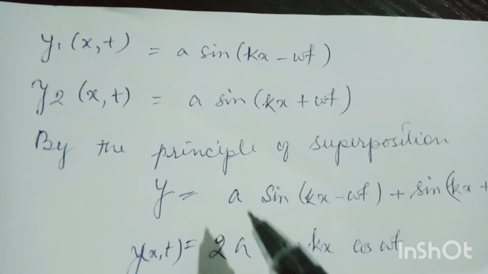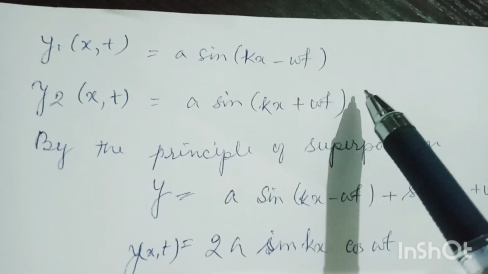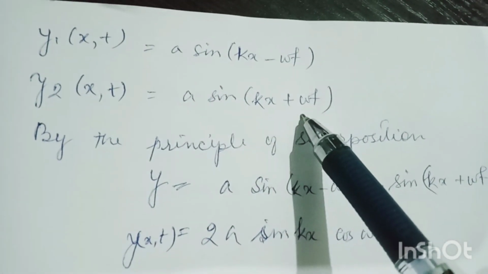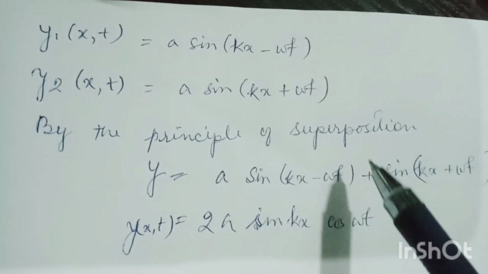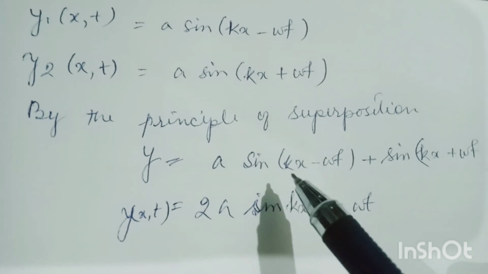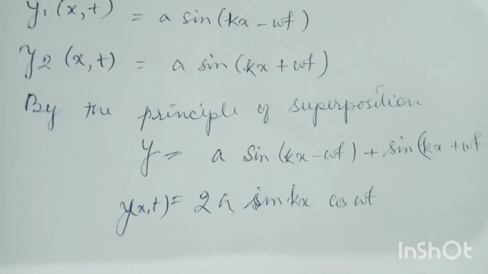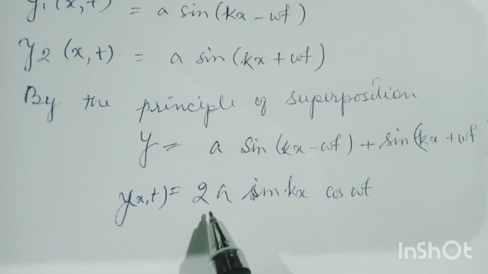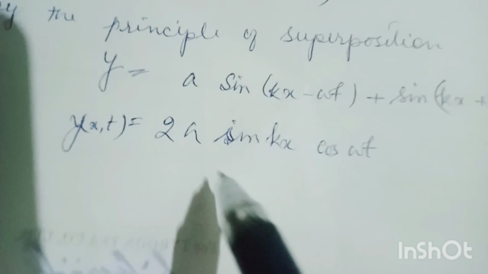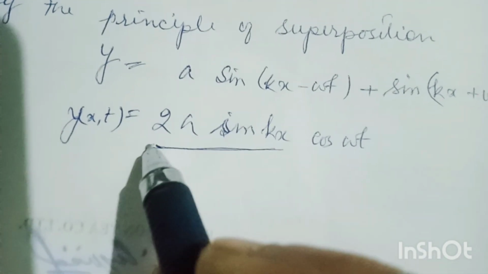So the displacement equation for the wave traveling along the positive x direction is this, and for the negative x direction is the second one. According to the principle of superposition, the displacement equations get added, and using trigonometric identities we get the resultant wave or resultant displacement. Resultant displacement is 2a sin kx cos omega t. In this expression, the amplitude of the resultant wave is 2a sin kx.